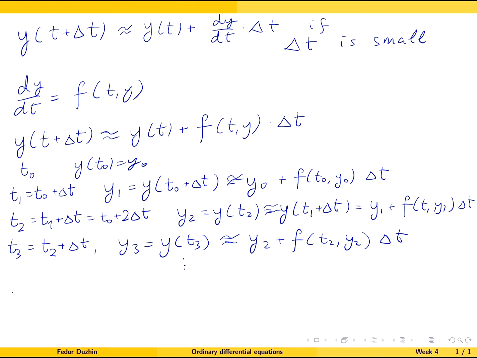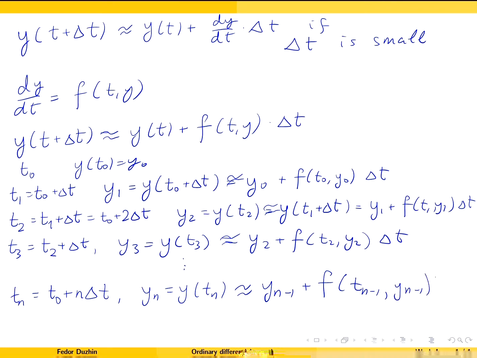So it means that if we have tn, which is t0 plus n delta t, and yn, which is y of tn, then this is approximately equal to yn minus 1 plus f of tn minus 1, yn minus 1 times delta t, and so on, right? So by doing this, we can compute approximate values of our function at different points. So let me show it graphically.